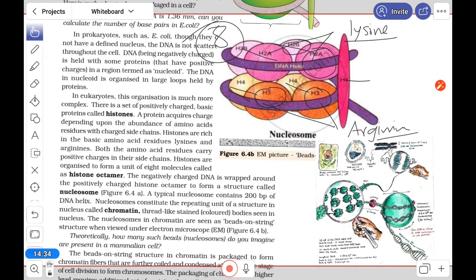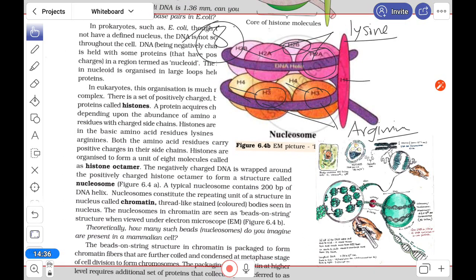And here in your book it is given how many such beads, nucleosomes, are present theoretically. It will be 40 trillion of that type of beads per chromosome. Okay, so this type of beads on a string structure is there in chromosomes.